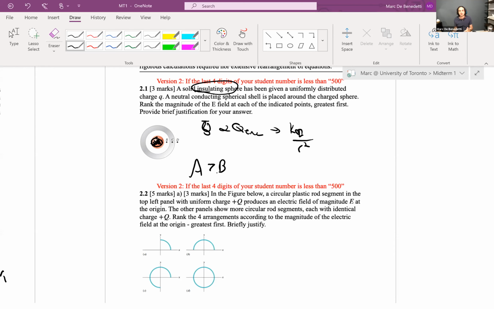C is inside of a neutral conductor, as the question describes. So C is actually inside of a Faraday cage. C is actually going to feel 0 electric field because it's inside of a Faraday cage.